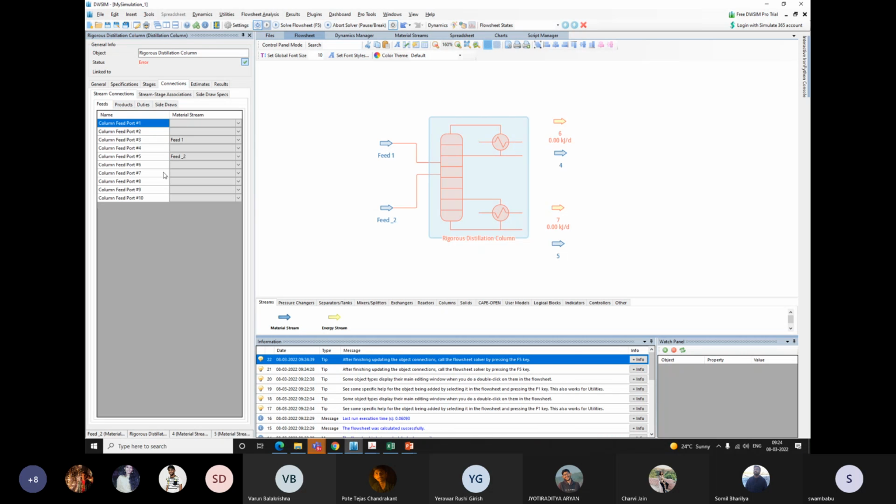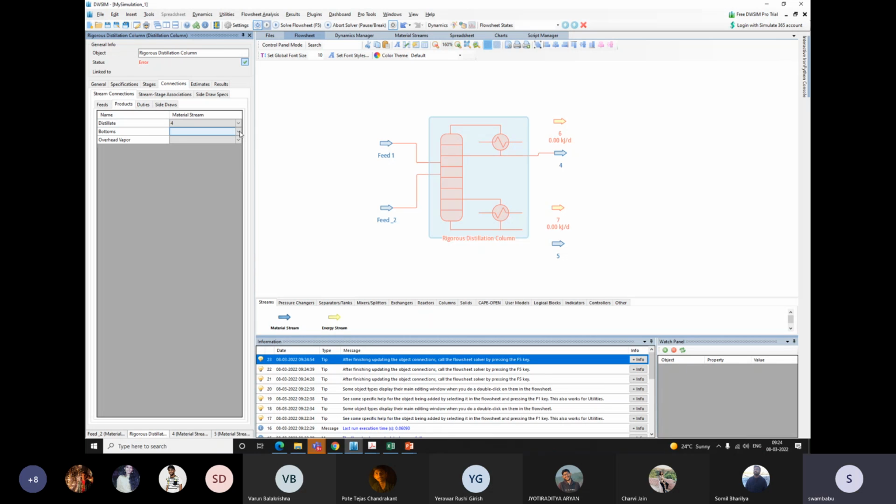Now, products: distillate. Which stream is coming from the distillate? Stream 4. See, this is stream 4, which is the distillate. And now I'm connecting the bottom stream. See, connected now. Bottom stream is 5.